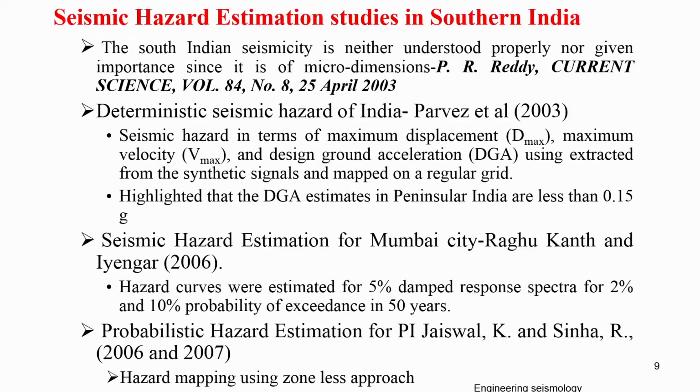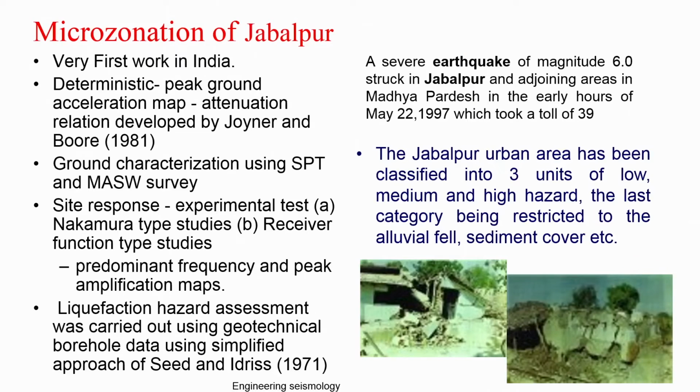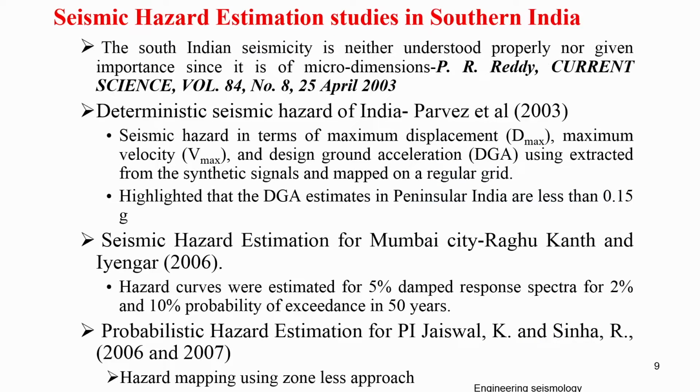Let us see the seismic hazard estimation studies in South India. This South Indian seismic hazard estimation was actually carried out by many people, but it is not basically a complete microzonation study. As we have seen, the estimation of hazard is also a part of your microzonation steps. That is maybe the first step, to estimate the rock level PGA. There are a few places where it has been estimated. For South India, it was done by Parvez et al., where he estimated the maximum displacement and design ground acceleration.